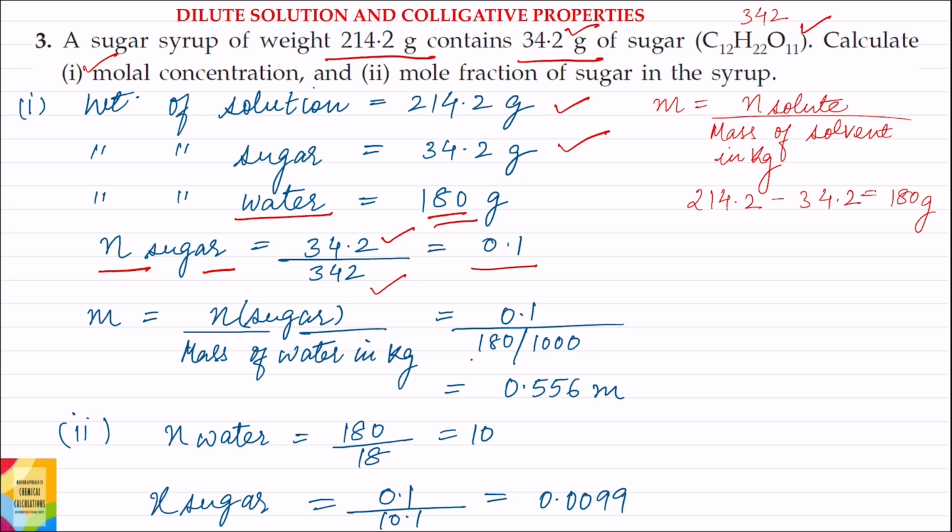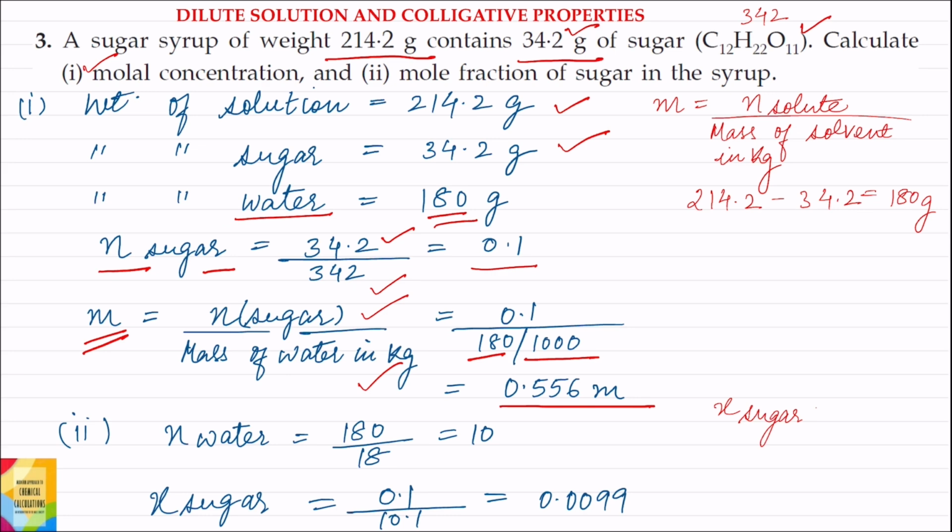Now we need the mass of solvent in kgs. So 180 gram को kg में convert करेंगे, so it becomes 180 divided by 1000 kg. So molality of the solution will be moles of sugar divided by mass of water in kg, and this is equal to 0.556. Second part of the question, mole fraction of sugar in the syrup.